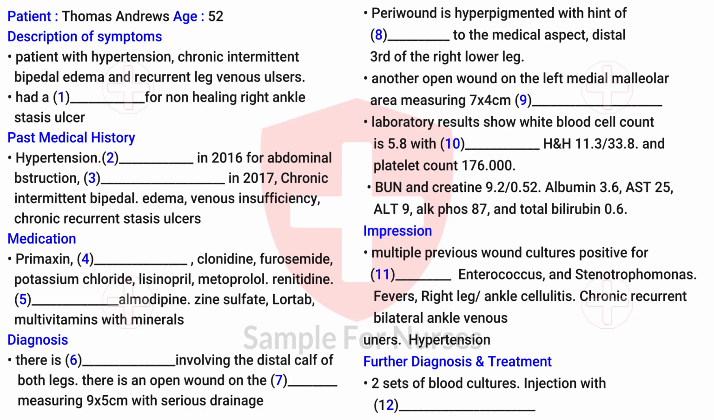Fevers, right leg, ankle cellulitis, chronic recurrent bilateral ankle venous ulcers, hypertension. I am ordering 2 sets of blood cultures, injection with daptomycin and Primaxin. I am ordering an MRI of the right ankle to check for underlying osteomyelitis. Follow up results of wound cultures. Additional treatment and medications are upon follow-up.